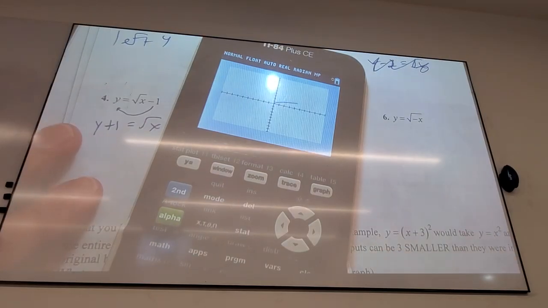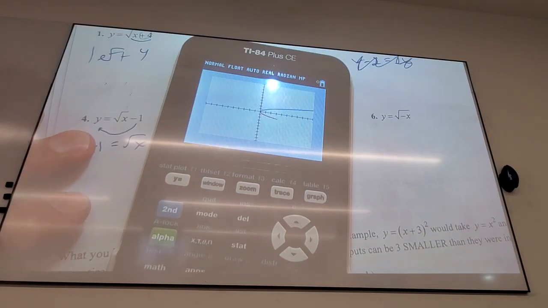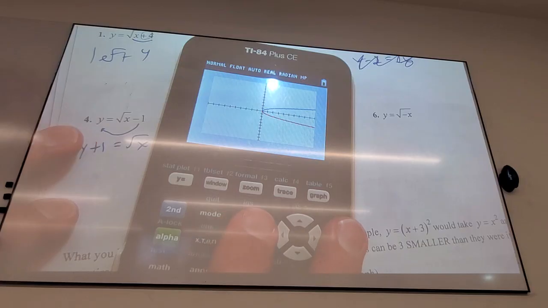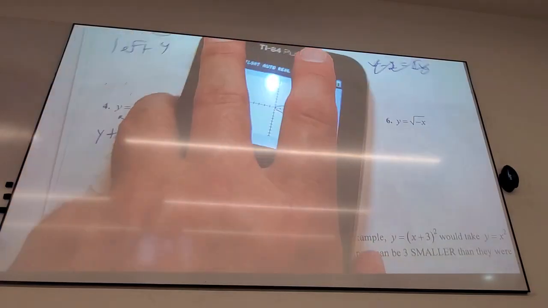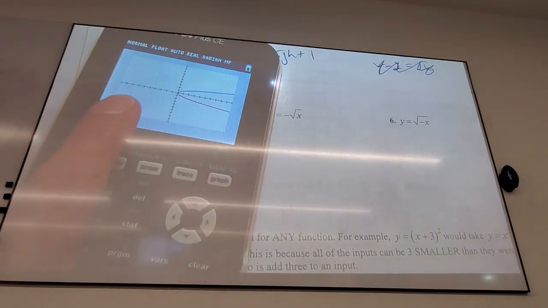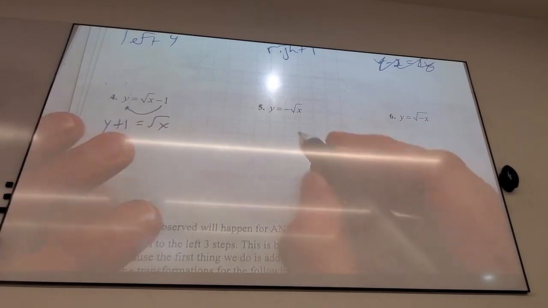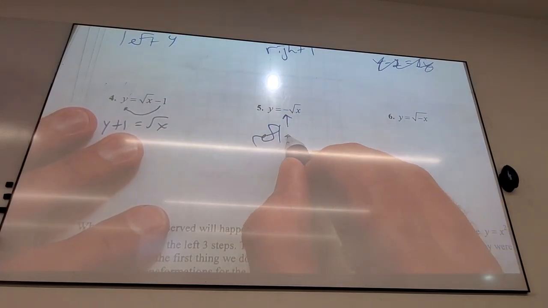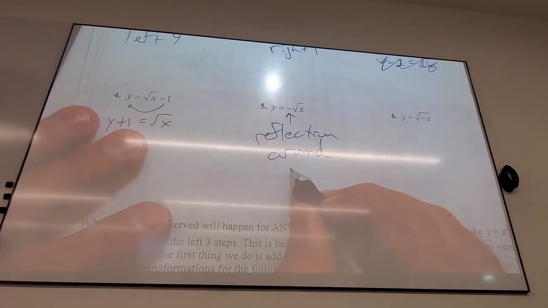Okay, there's this. And then it finally makes a complete parabola. Hey! So that's what we call, you're not going to believe what we call that. We call that a reflection. Wow. So this causes a reflection around, what axis do we reflect around? X-axis.